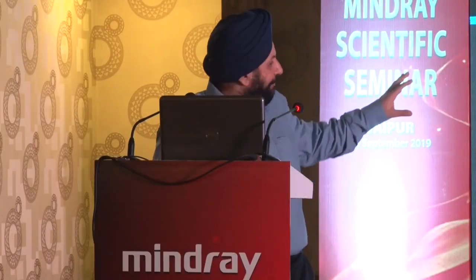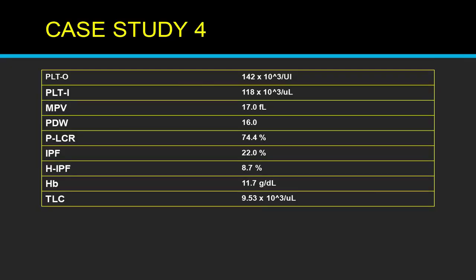This is a prototype case study, but we did about 30-40 cases of purely ethnic cases coming from Harris platelet syndrome. This was again a Bengali patient. The optical platelet was 142, impedance was 118, the MPV was 17 femtoliter, platelet large cell ratio was 74.4%, the IPF was 22%. There was not much thrombocytopenic challenge, but the IPF was again higher because of the Harris platelet syndrome.